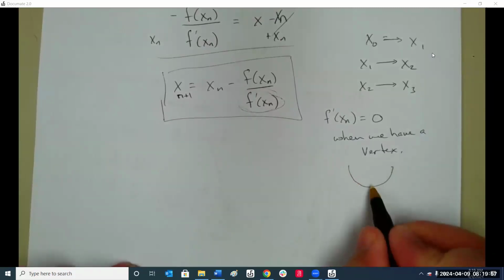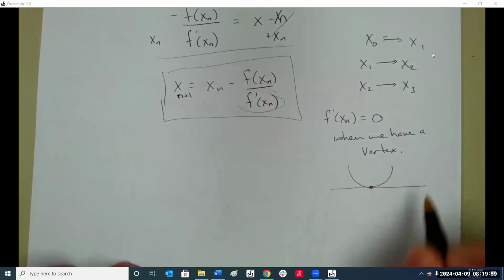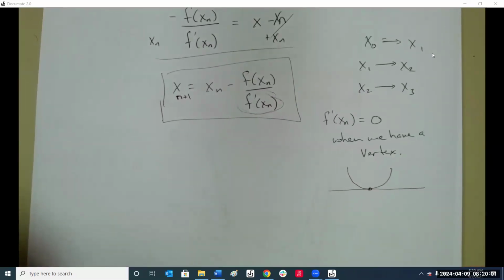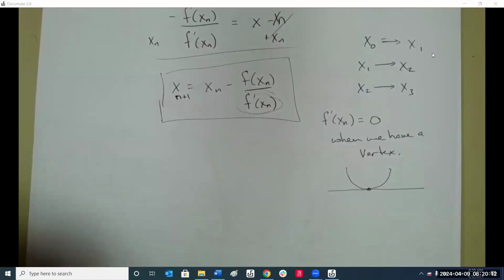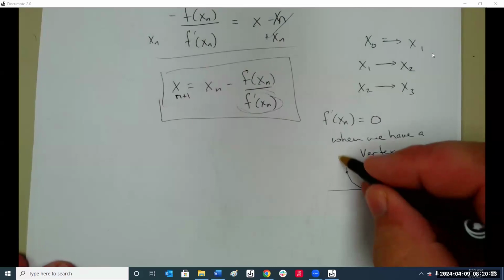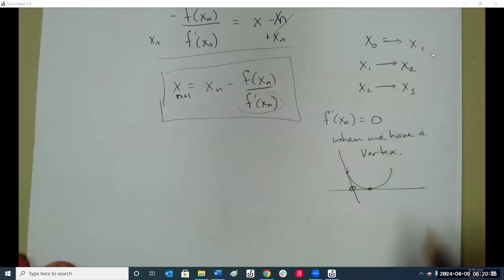A vertex, remember, it's the highest or lowest point. What do we need from our equation? And why does that have to be non-zero? What does the derivative represent? The slope of the line tangent. It's that slope of the line tangent that finds us our next x-intercept.